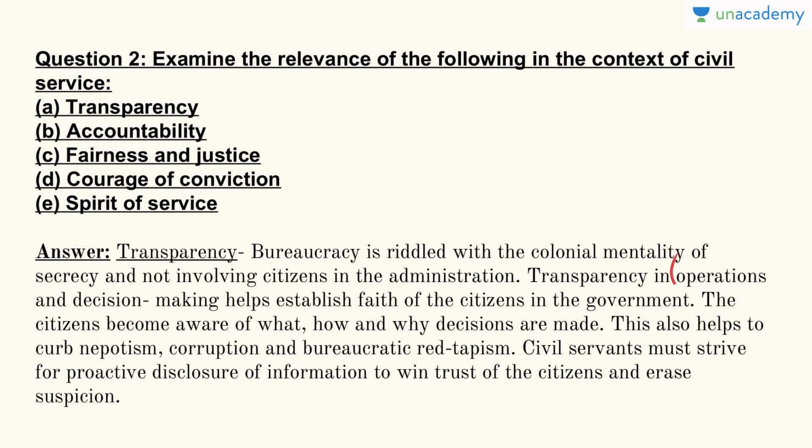So transparency in operations and decision making helps establish faith of the citizens in the government, and citizens think that the government is for them, and citizens become aware of what, how and why the decisions are made. And this obviously helps to curb nepotism. Nepotism means bhai bhatijawad, corruption and bureaucratic red tapeism. Now civil servants must strive for proactive disclosure of information to win the trust of the citizens, erase suspicion, etc.